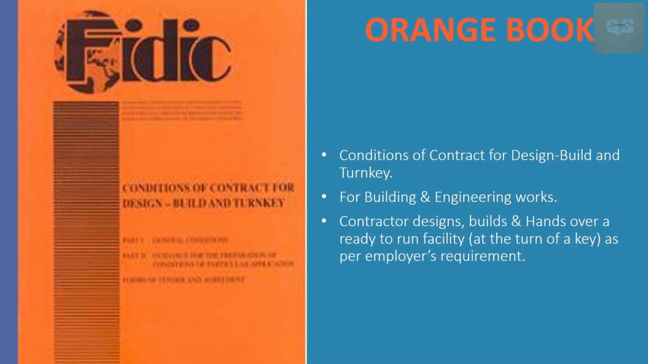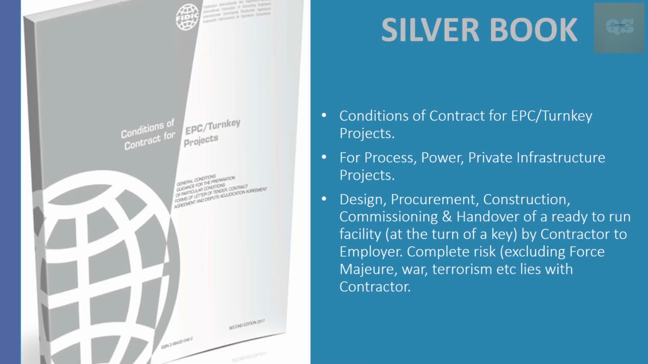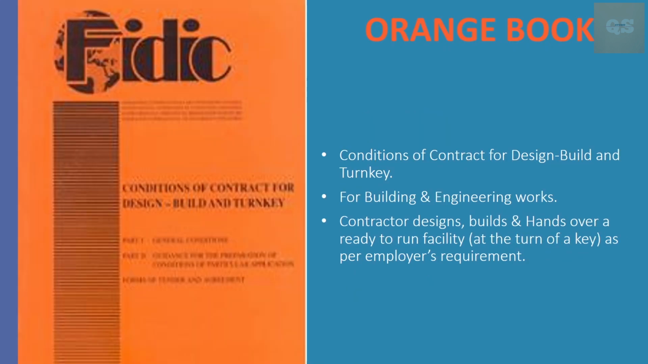So previously we saw Silver Book, which was entirely done by the contractor. So if you see, the contractor carries all the design, procurement, construction, and little risk is included under the employer. But under Orange Book, it is as per the employer's requirement that the contractor designs, builds and hands over. So the entire risk is not upon the contractor under this book.